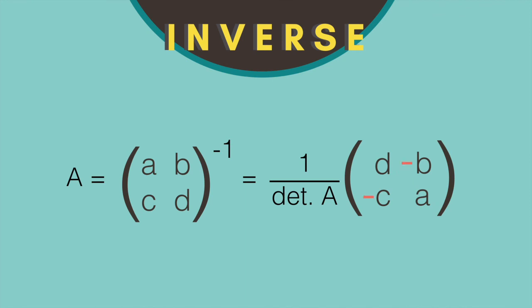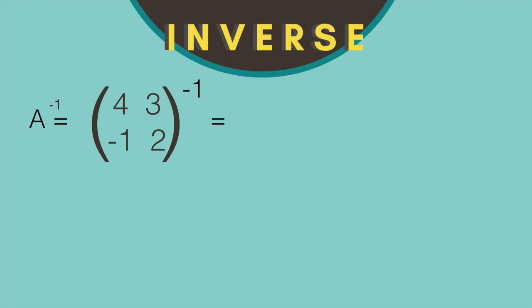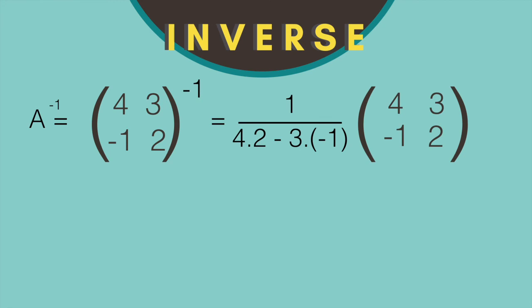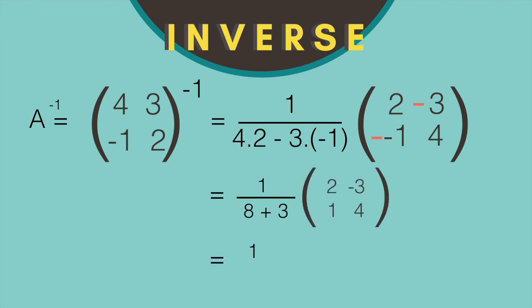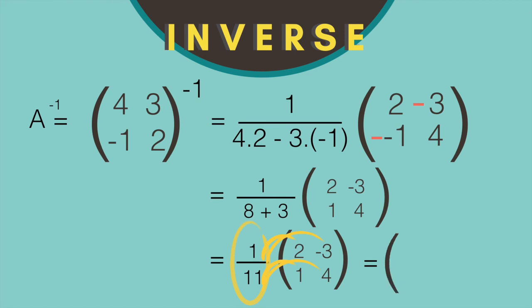Let's try to do a question. So to find the inverse of matrix A is 1 over the determinant of A, which is 4 times 2 subtracted by 3 times -1 times by the matrix, where we will trade places 4 with 2 and add negative to 3 and -1. So we will get 1 over 8 added by 3, which is 1 over 11. Now all we have to do is multiply 1 over 11 to each numbers, which is 2, -3, 1, and 4. And then we get the inverse of matrix A.